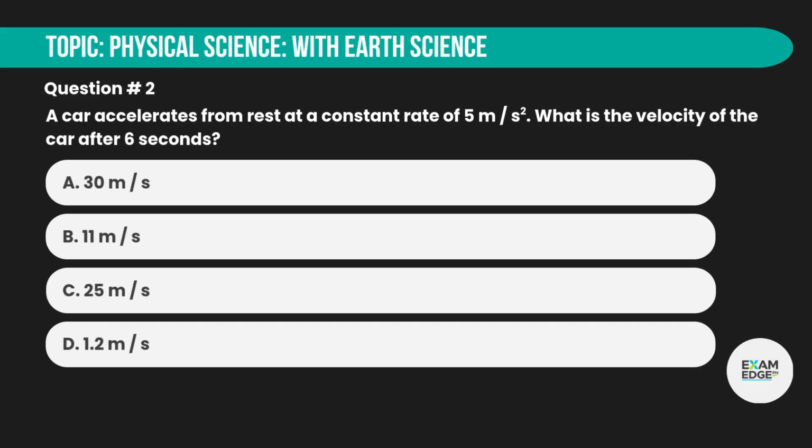Question number 2. A car accelerates from rest at a constant rate of 5 meters per second squared. What is the velocity of the car after 6 seconds? A. 30 meters per second. B. 11 meters per second. C. 25 meters per second. D. 1.2 meters per second. Correct answer: A. 30 meters per second.